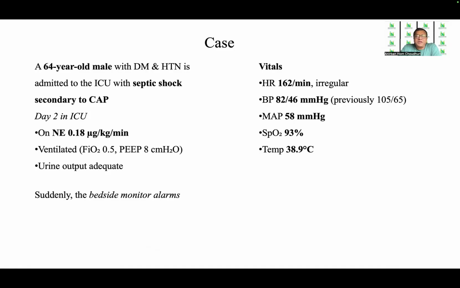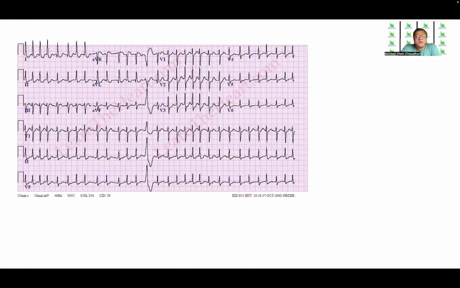On viewing, the vitals show a heart rate of 162 per minute, which is irregular, and a blood pressure of 82 by 46, which was previously 105 by 65 millimeters of Hg. The MAP is around 58 millimeters of mercury. SpO2 is 93%, temperature is 38.9 degrees centigrade.